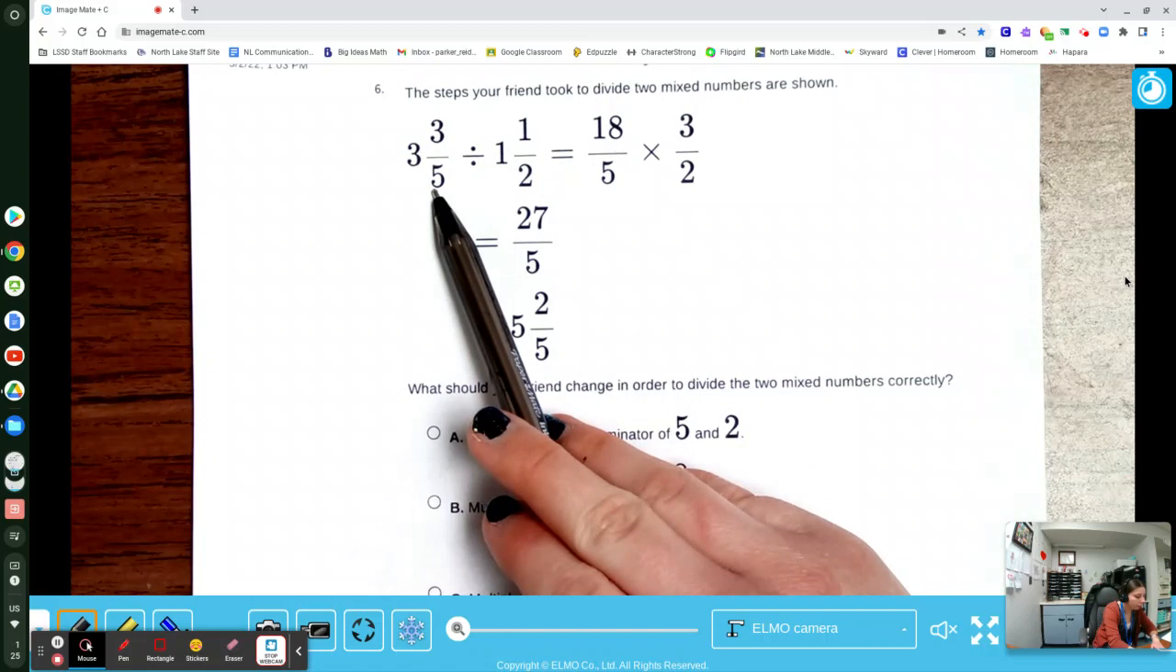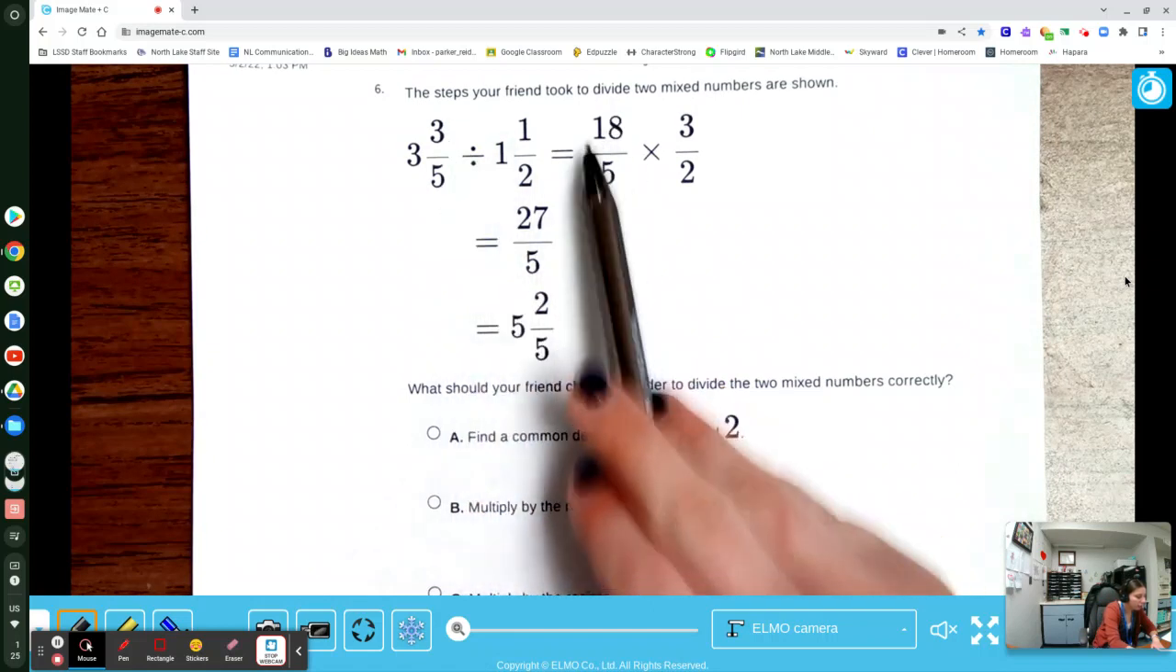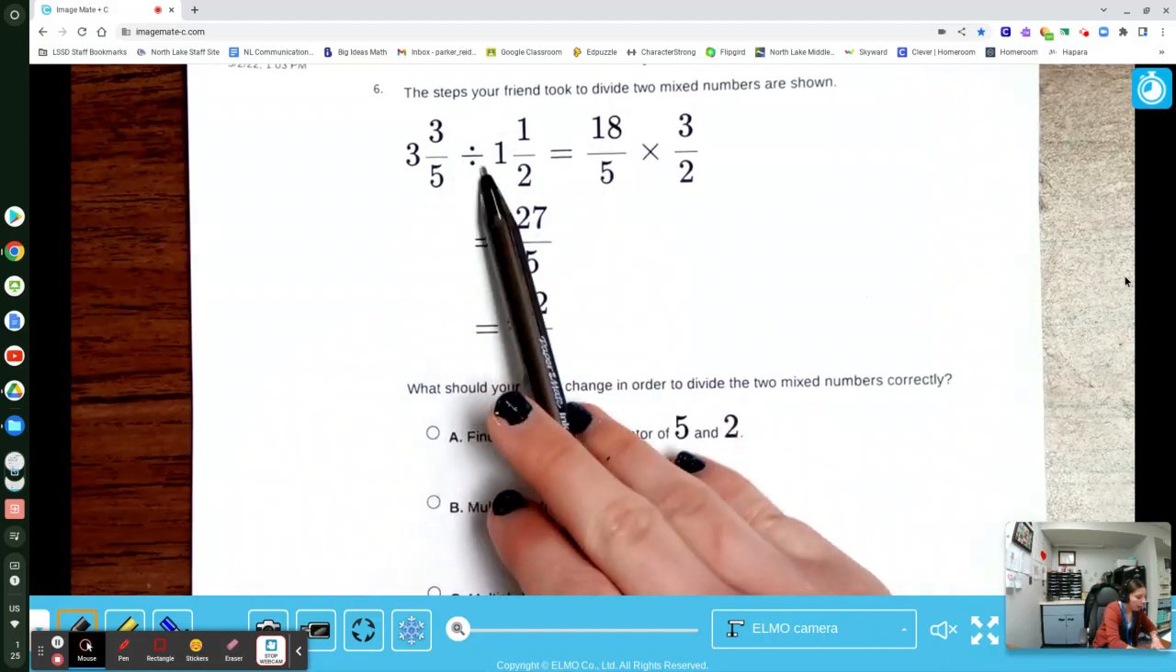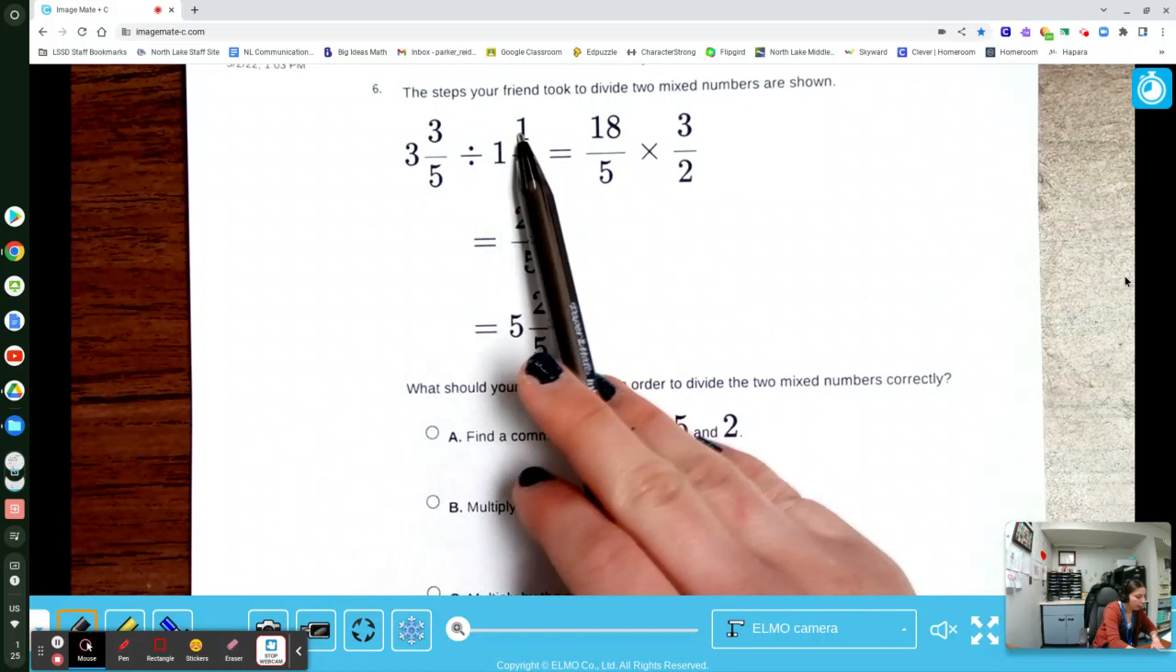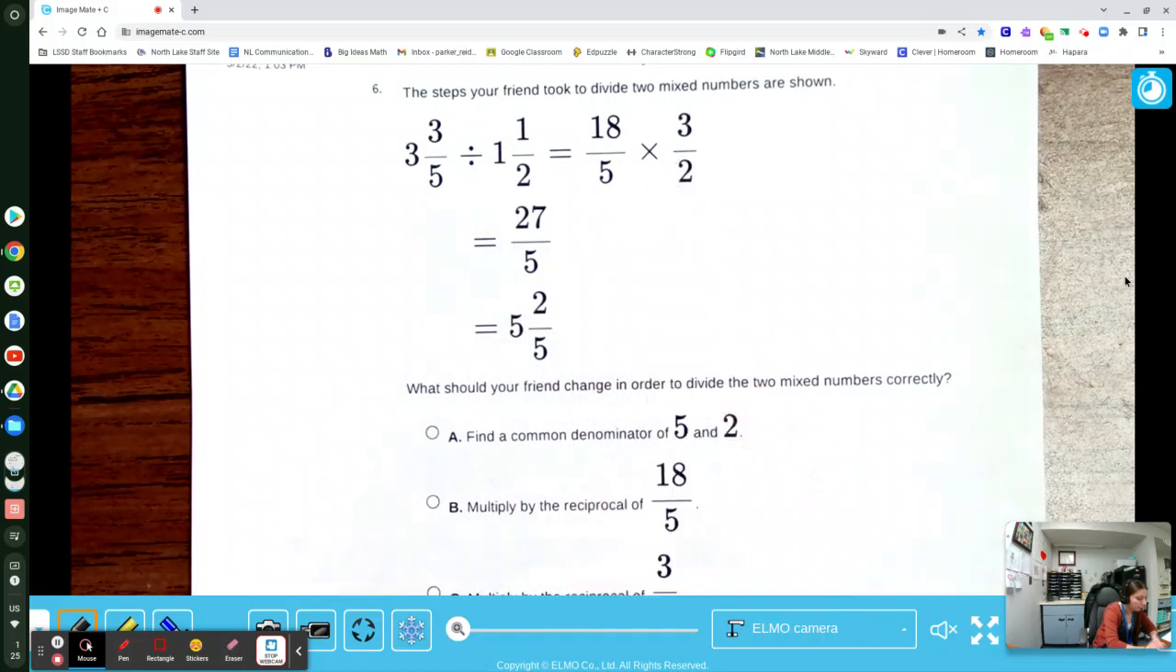So 3 times 5 was 15, plus 3 was 18. That's where they got 18/5. And then they did 1 times 2 is 2, plus 1 is 3. So they got 3/2. They multiplied across and then made it back into a mixed number. So I want to know, what should your friend change in order to divide the two mixed numbers correctly?